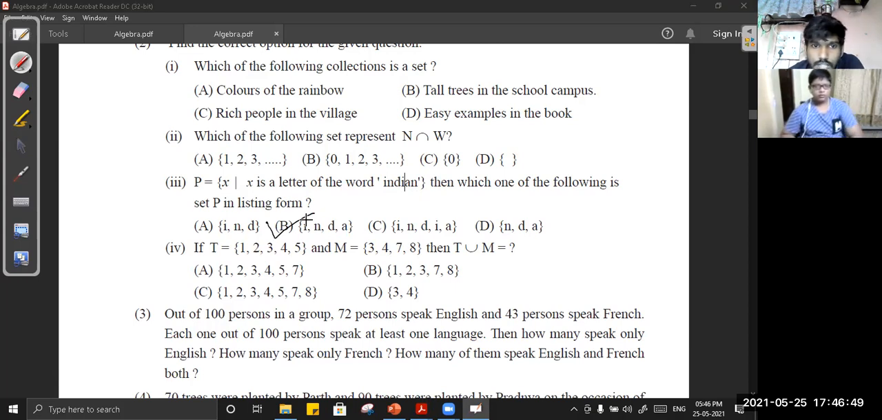Next one. Tell me the answer for the next one. Read it. If T is a set, if set T has elements 1, 2, 3, 4, 5 and M is 3, 4, 7, 8, then T union M. Which one? So C. Correct. 1, 2, 3, 4, 5, 7, 8. Good.